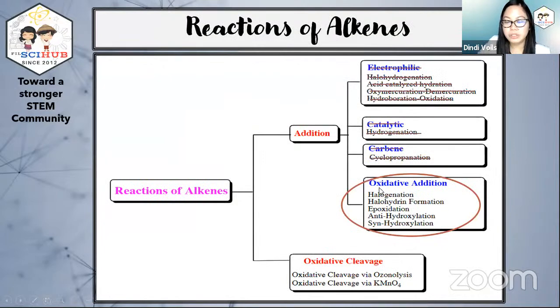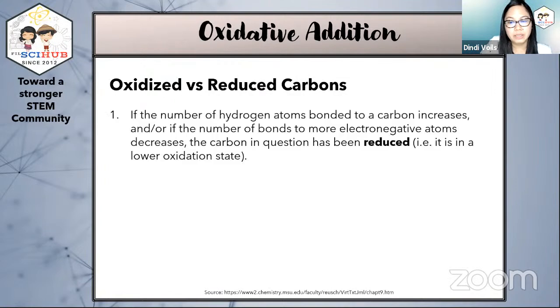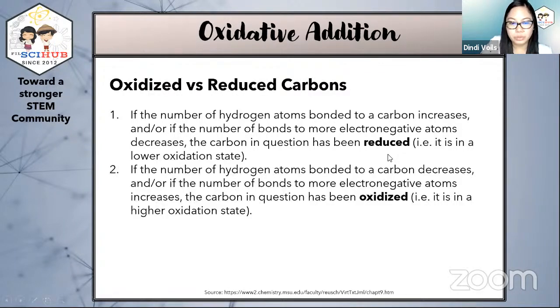And then moving on, let's talk about oxidative addition. I guess in Gen Chem, we are familiar with the concept of oxidized and reduced. But in organic chemistry, when we say oxidized or reduced, it depends on a couple of things. When the number of hydrogen atoms bonded to a carbon increases, and/or the number of bonds to more electronegative atoms decreases, then we say that the carbon in question has been reduced.